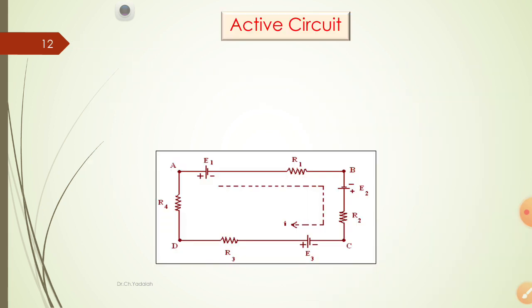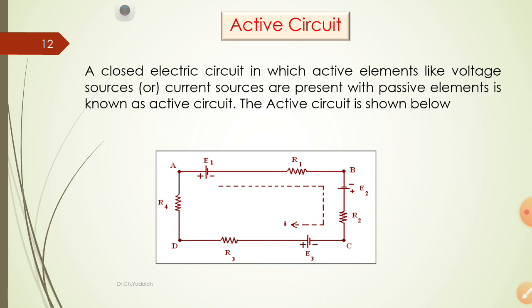Now, what is an active circuit? We have seen active elements and passive elements. A closed electric circuit in which active elements like voltage sources or current sources are present along with passive elements is known as an active circuit. Here, the combination of active and passive elements connected in a systematic way forms what is known as the active circuit. Here, you can see it.